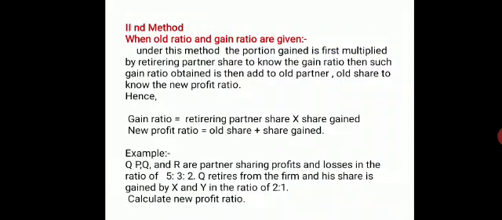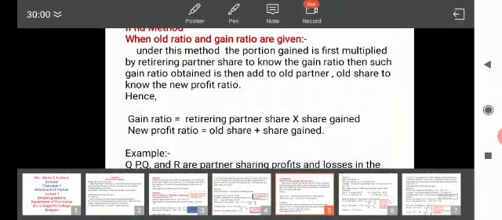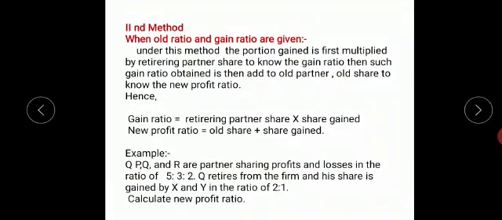So now, if I take this method, what will we have? Under this method, the portion gained is first multiplied by the retiring partner's share to know the gain ratio. Such gain ratio is added to the old partners' ratio. Then the old share is added to the gain ratio, and we will get the new profit ratio.